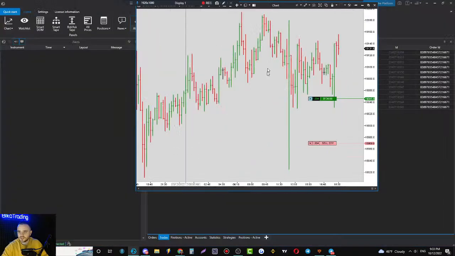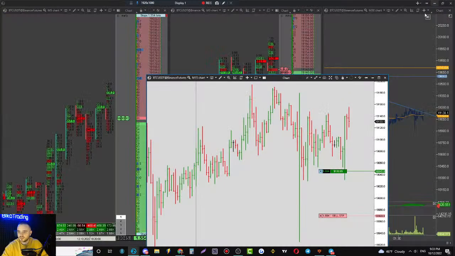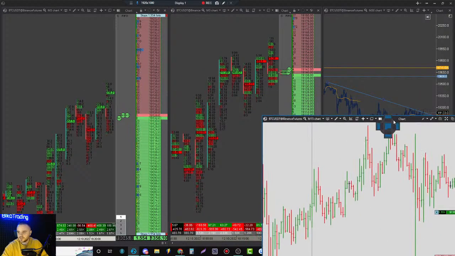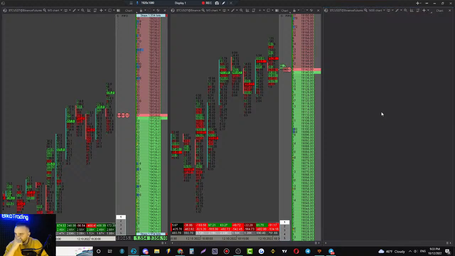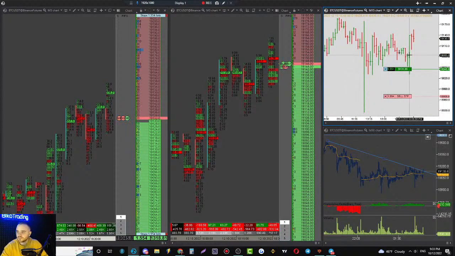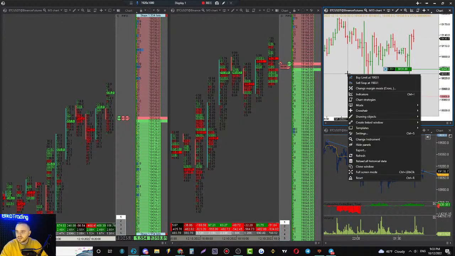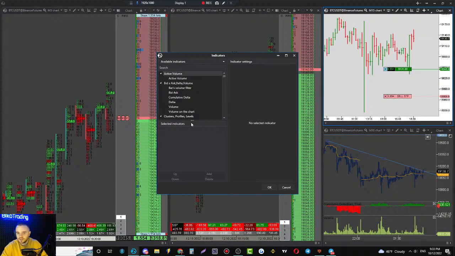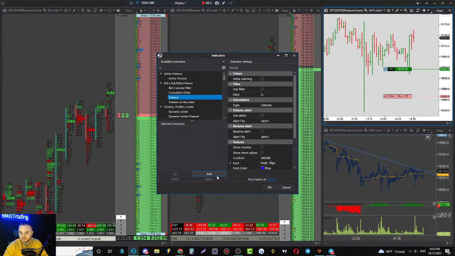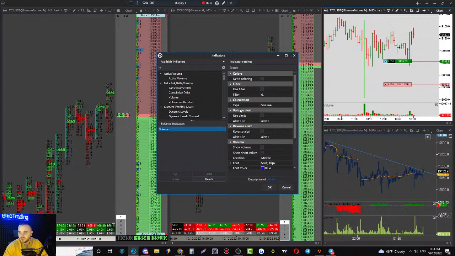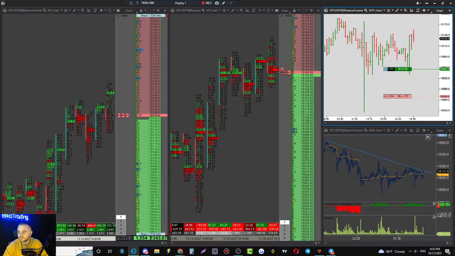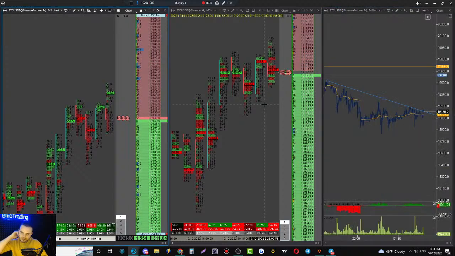You can do additional settings, and at this moment you can add this chart here. Beautiful. Also, you can add some indicators like this one. You can add volume indicators, active volume, volume on the chart. There are so many indicators here that you can add. I'll record all such lessons about ATAS that will help you.